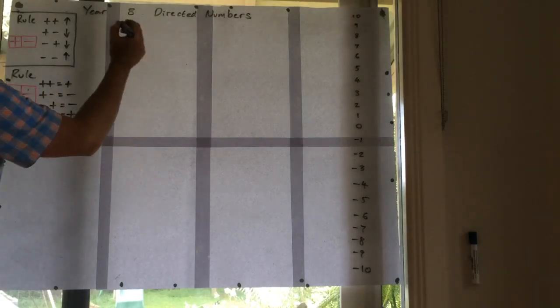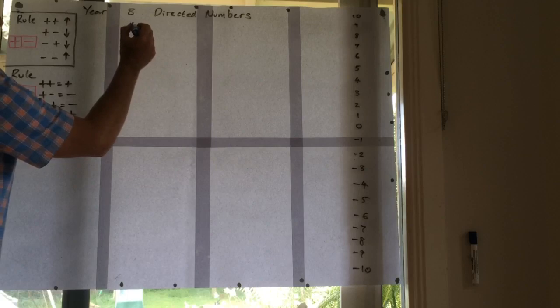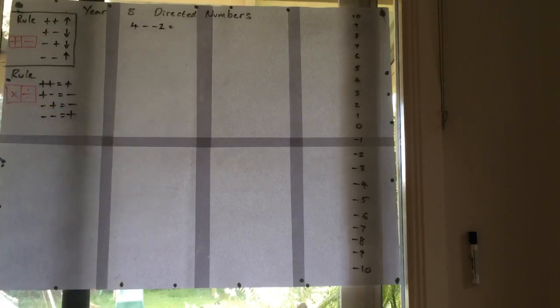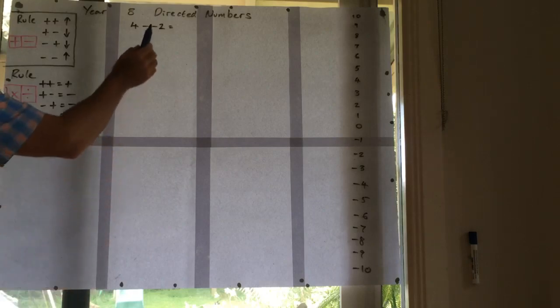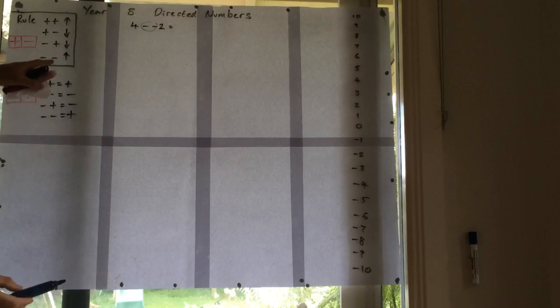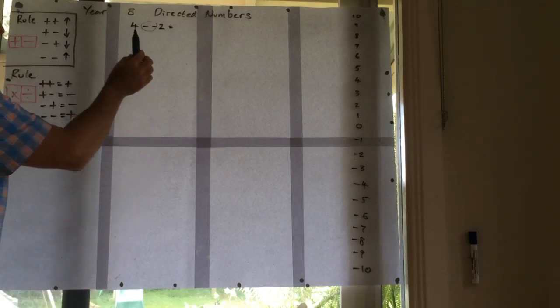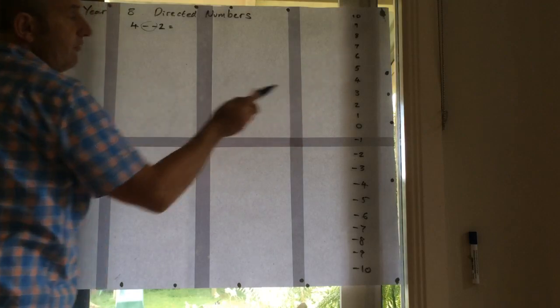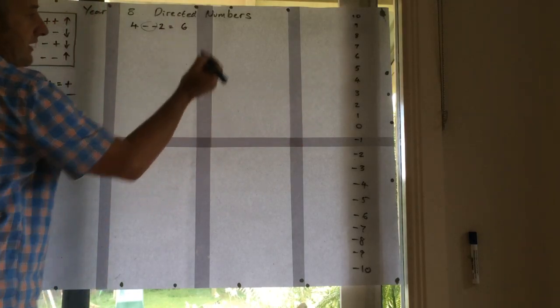So let's just try this. 4 subtract negative 2. Here you can see we're subtracting a negative, so that means that we are going up. So we start at 4 and we go up 2. Start at 4, go up 2. The answer is going to be positive 6.